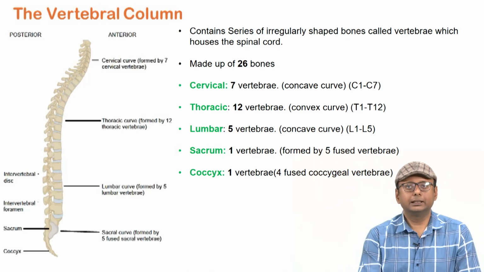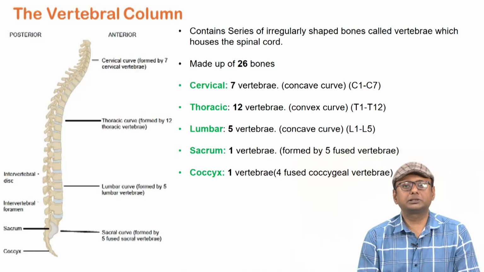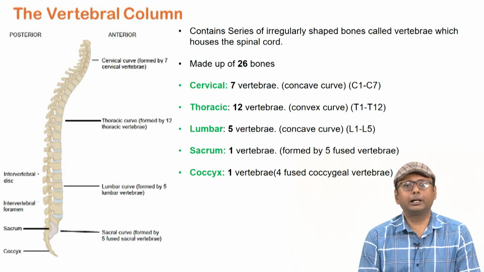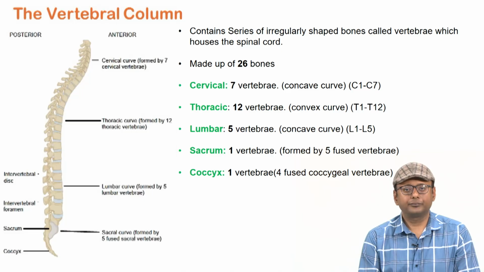As you see this beautiful vertebral column, you all know how important our spinal cord is in order to provide us agility, movement, and balance during our movement. So, the spine basically holds the whole balance of our body system. Our spinal column contains a series of irregularly shaped bones called vertebrae, and this is the house of the spinal cord, as you all know.